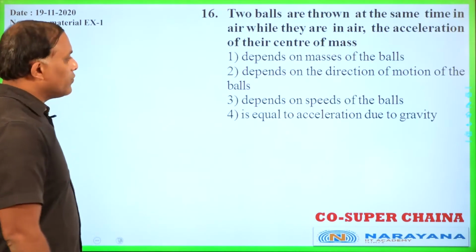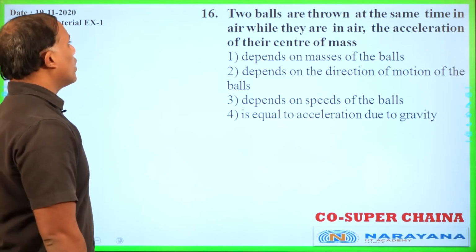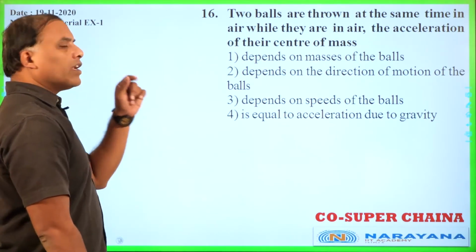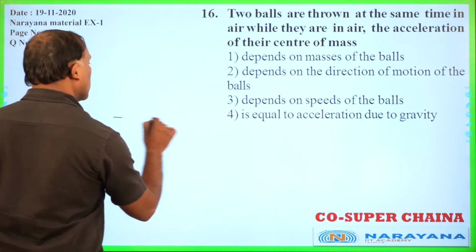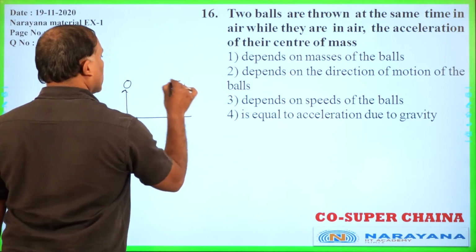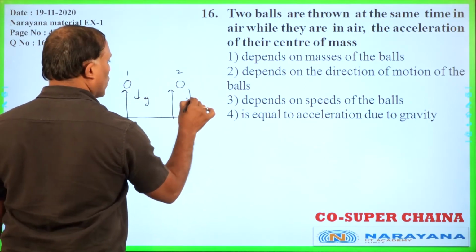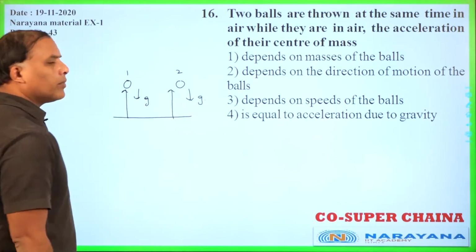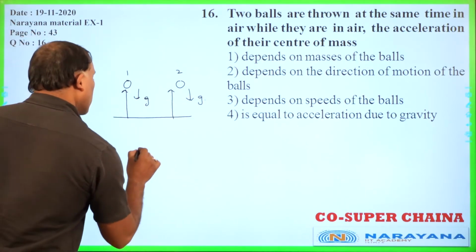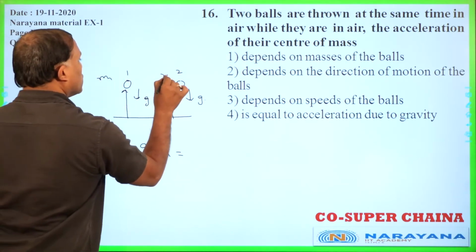And next, another question we can see. Two balls are thrown at the same time in air. While they are in air, what is the acceleration of center of mass? First body goes upward and second body like this. For both of them, gravity acts downwards only. Then the acceleration of center of mass is equal to, this is m1, this is m2.